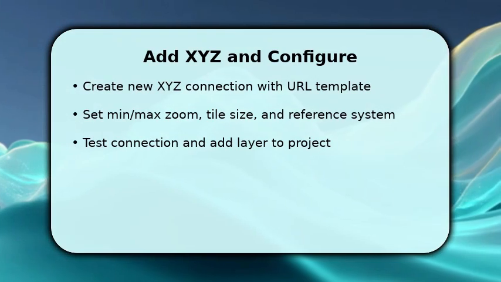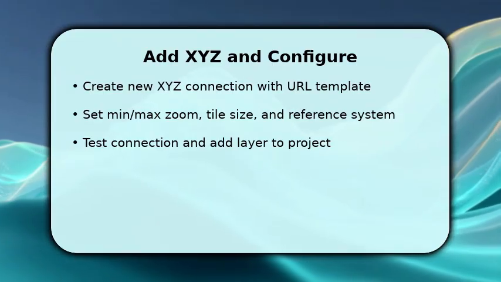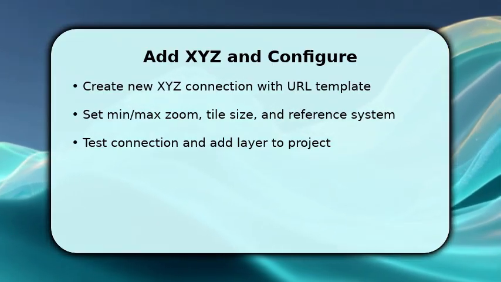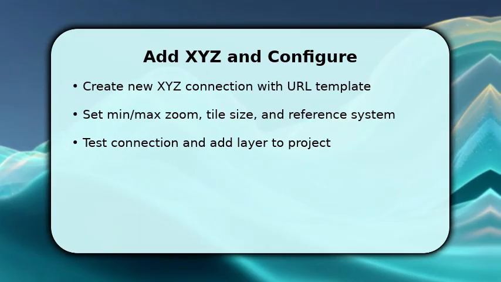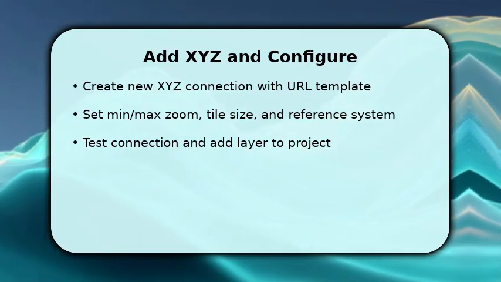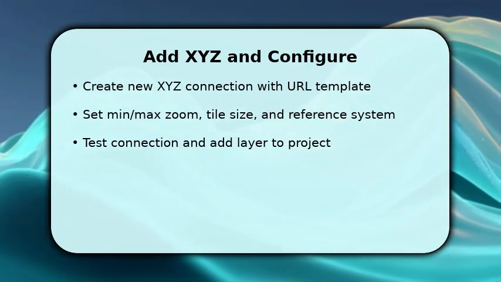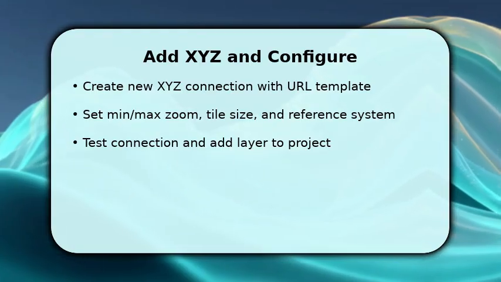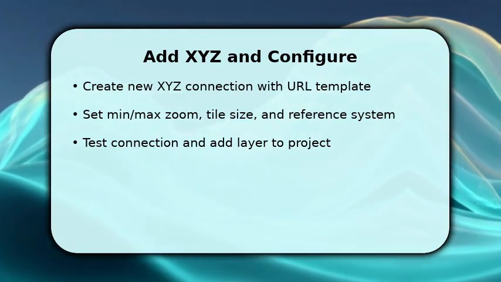Now you add the actual Google Maps tiles using XYZ. Click New Connection, paste the correct URL template, and name it so you recognize it later. Make sure to set min and max zoom and confirm the tile size. Mismatched settings cause blurry or missing tiles.